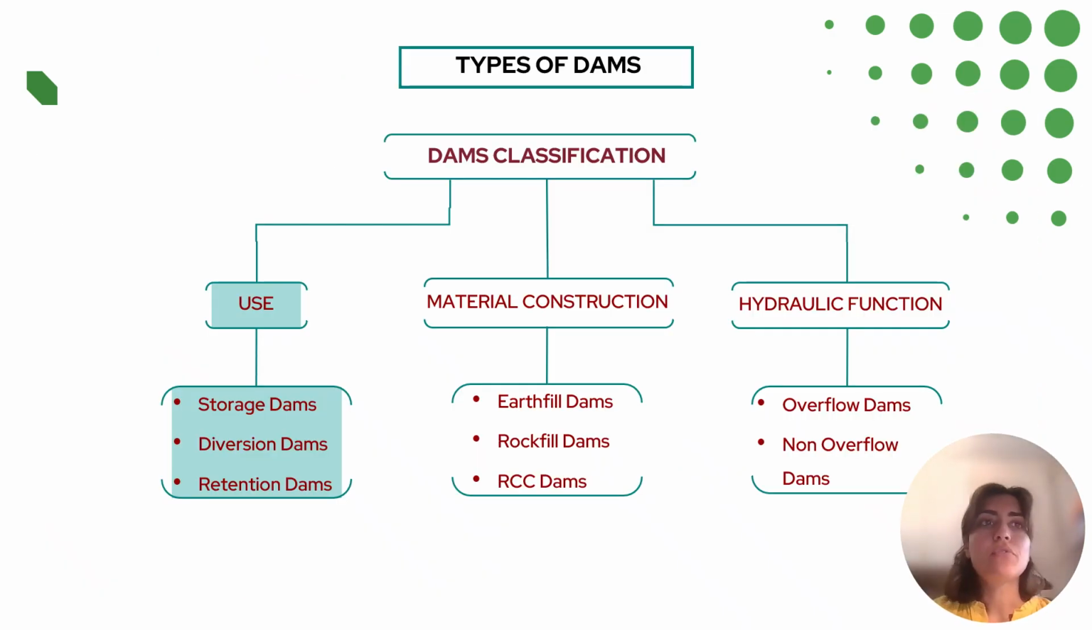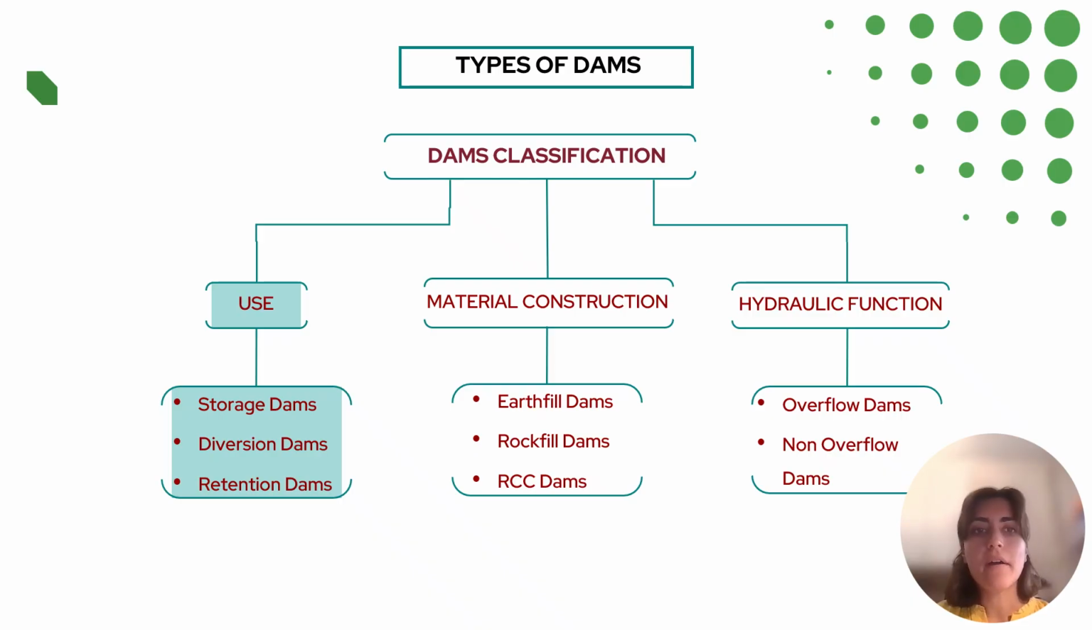Let's now focus in more detail on one of the most important structures in hydraulic engineering and flood protection, dams. Dams play a crucial role in water management, energy production, and risk reduction, and they can be classified in several ways. First, based on use, we distinguish storage dams, which are built to create reservoirs and ensure water supply, diversion dams, which redirect the flow of rivers for irrigation or hydropower, and retention dams, often used for flood control.